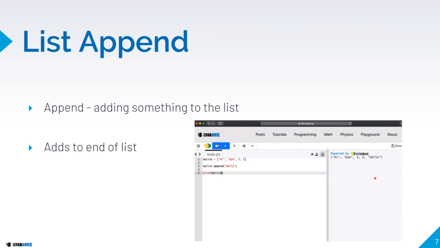We can also add things to our list one at a time. This is called appending. Appending automatically adds the value at the end of the list. So if we append the value of hello, we keep these original values in my list, but after appending this value, we can see that if we print it out, we get our original list plus hello.